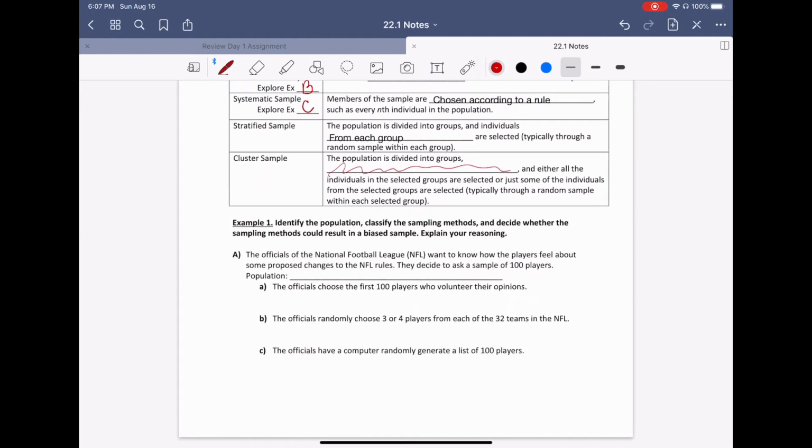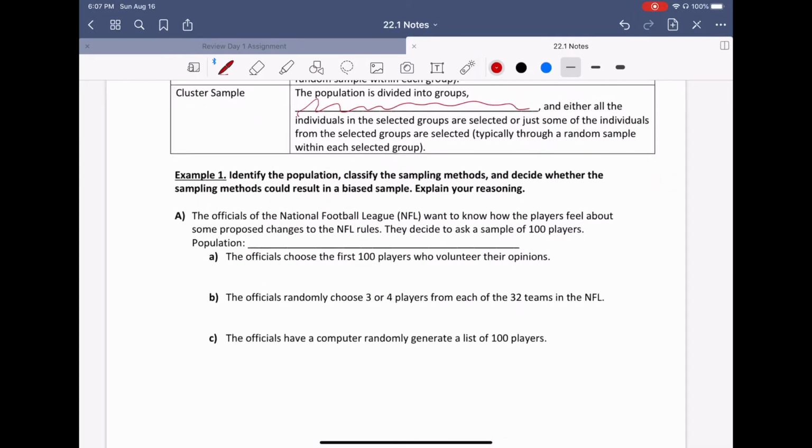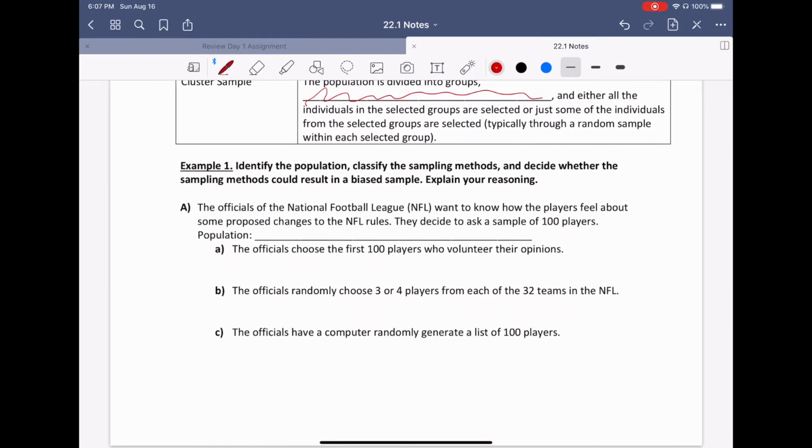All right, so now we're going to look at example 1. It says identify the population, classify the sampling method, and decide whether there is bias or not, and explain the reasoning. Now, I'm going to give you my examples, but as we go through this, think about your reasonings.